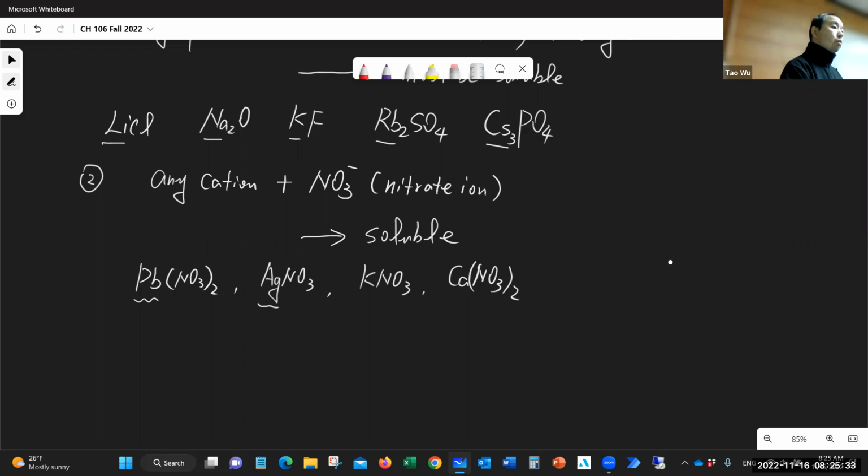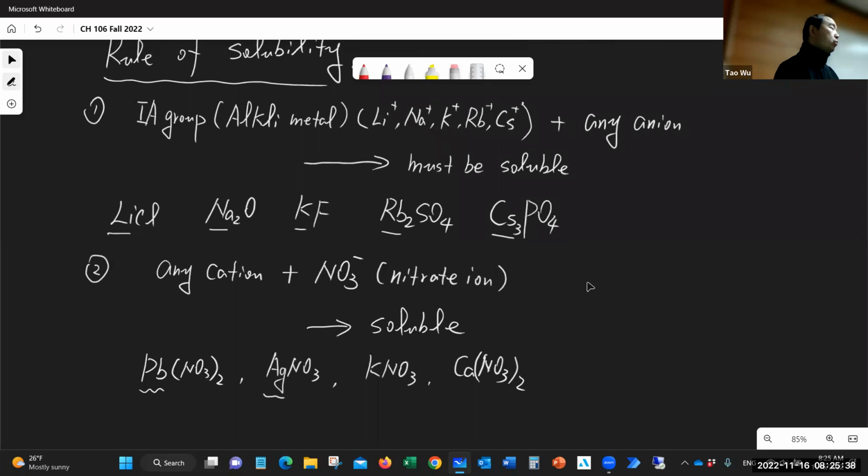So these are the 2 rules that we're going to talk about. There are other rules, but I'm not going to talk about them because in intro chemistry, we're not covering that much. But I hope you can remember those 2 rules. It's pretty straightforward. If you see the formula has 1A group metals, then those are soluble. If you see the formula containing nitrate, then definitely it is also soluble.